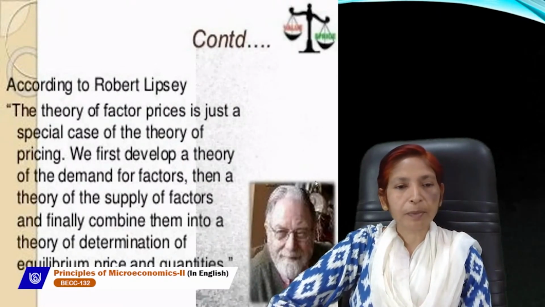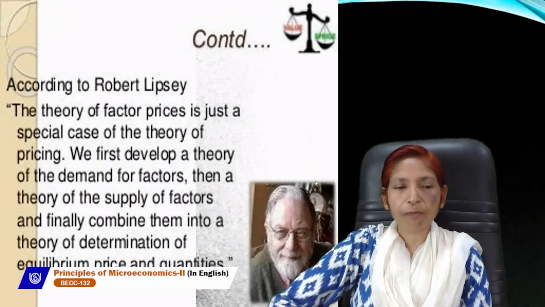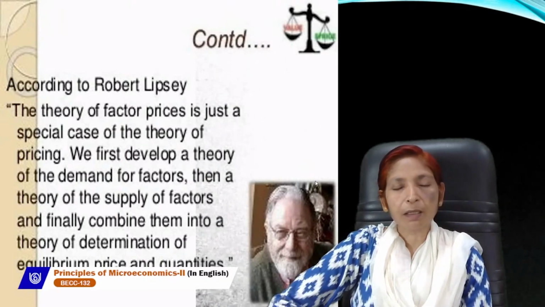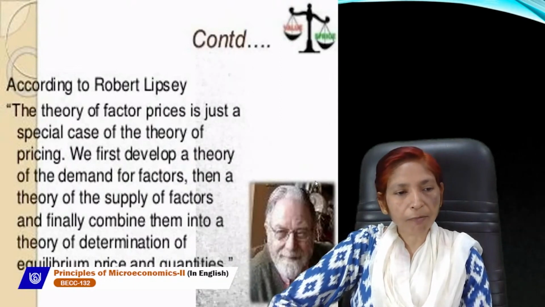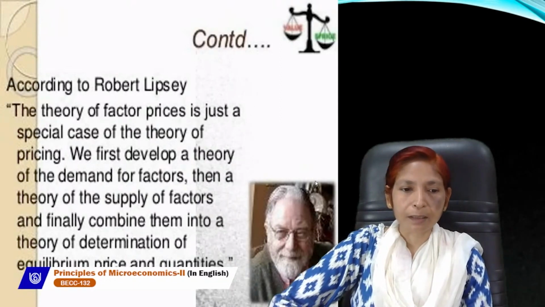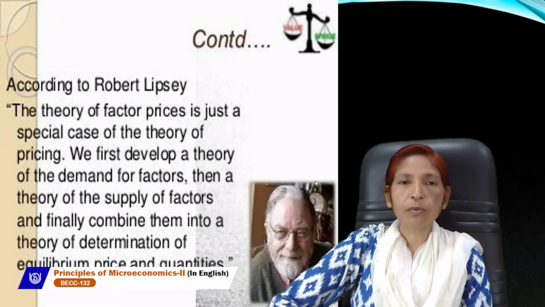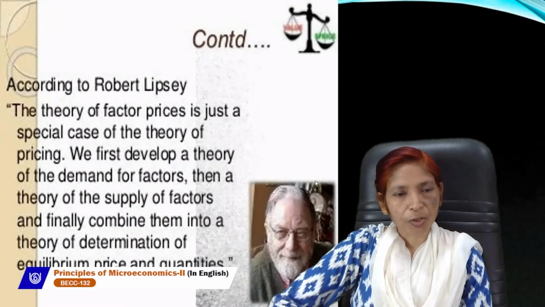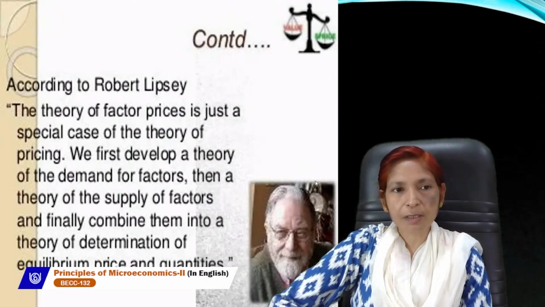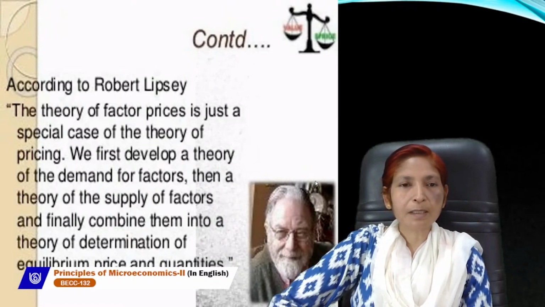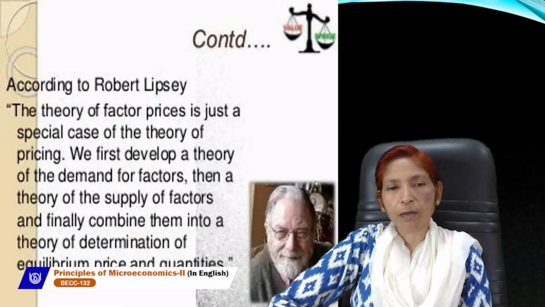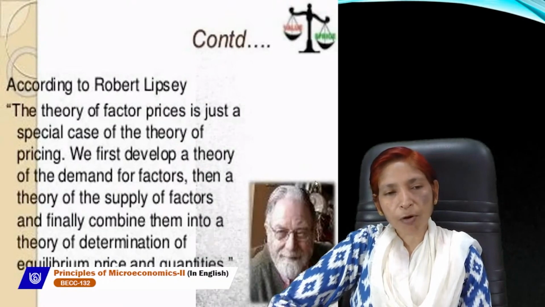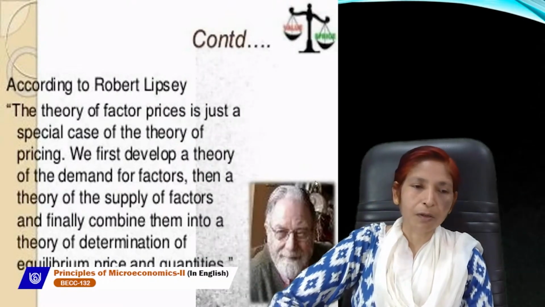We first develop a theory of demand for factors, then a theory of the supply of factors, and finally combine them into a theory of determination of equilibrium price and quantities. So it is clear from these words of Robert Lipsey that factor prices are also determined with the help of demand and supply curves.